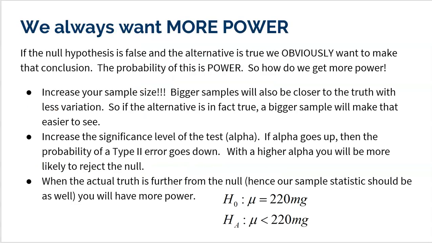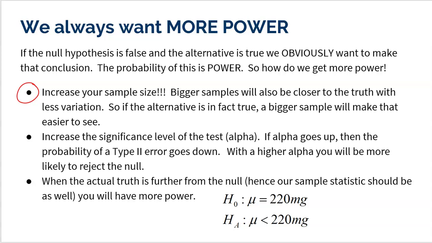Now let's talk about power a little bit more here. Obviously, power is doing the right thing, right? If the alternative is true, you should reject the null and go with that alternative. Doing that is power. So the big question is, how do we get more power? 3 ways, but only 2 of them I like. Increase your sample size. Bigger samples are always going to be closer to the truth. And if the truth is far away from the null, then a bigger sample will help me see that.